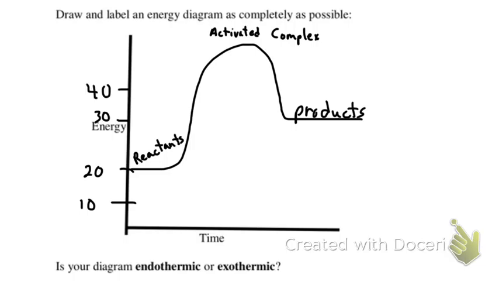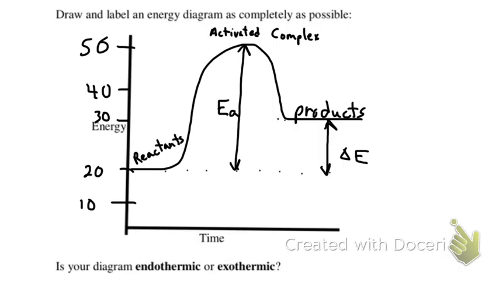Okay, now we're just going to give ourselves units in kilojoules so that we can show our delta E, EA, EA prime. Okay, so delta E. This is the energy level of the reactants, this dotted line just continued out here. So it's the difference between the energy level of the reactants and the energy level of the products. That's our change in energy. Our energy started at 20 kilojoules and went up to 30 kilojoules. So our delta E equals 10 kilojoules.